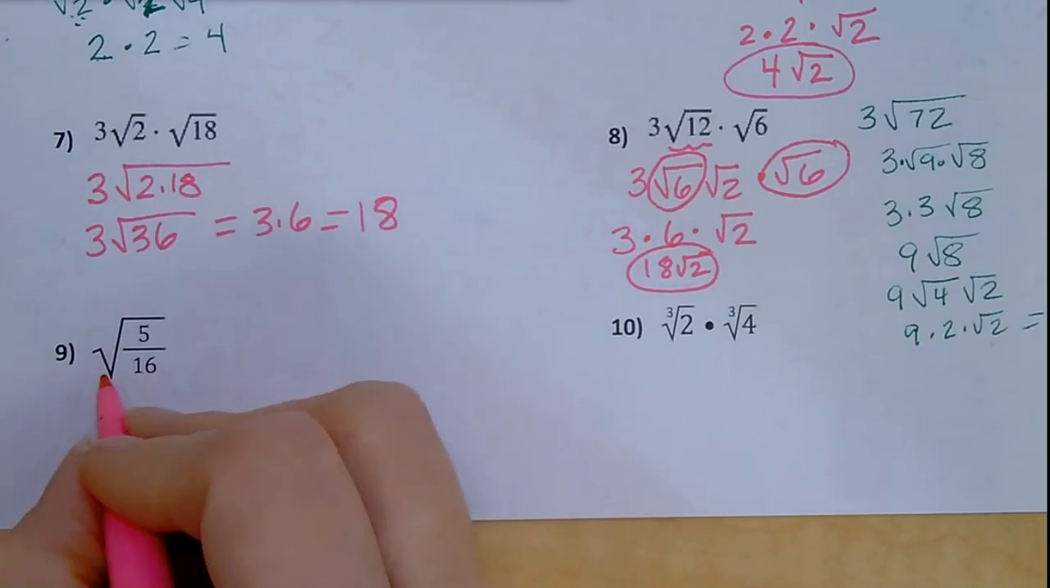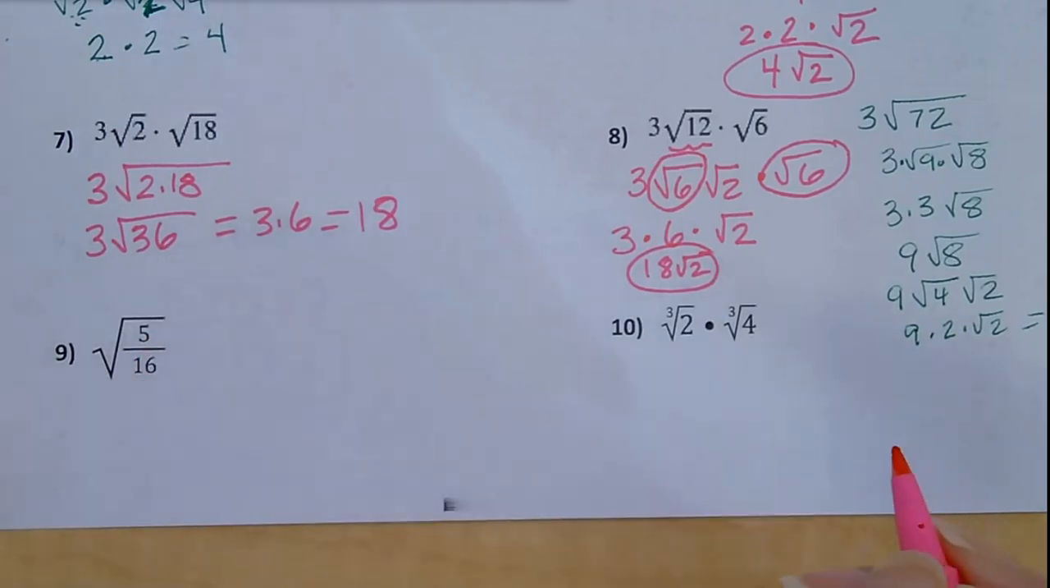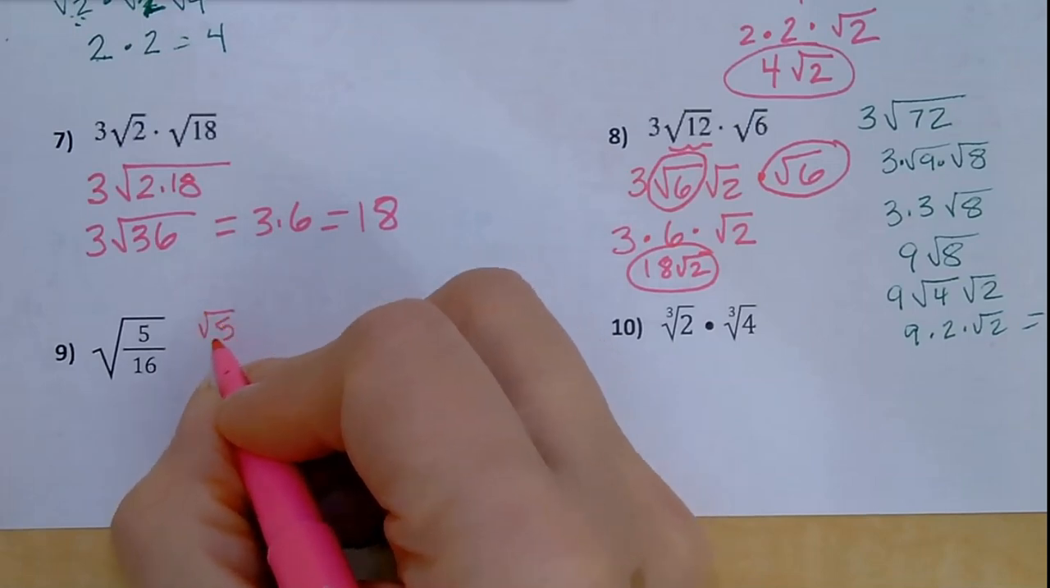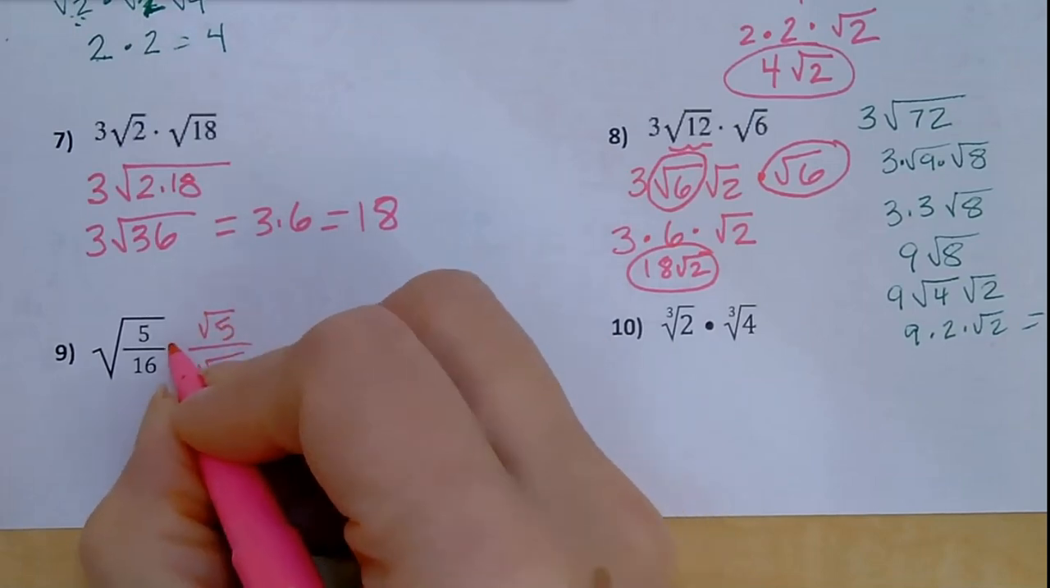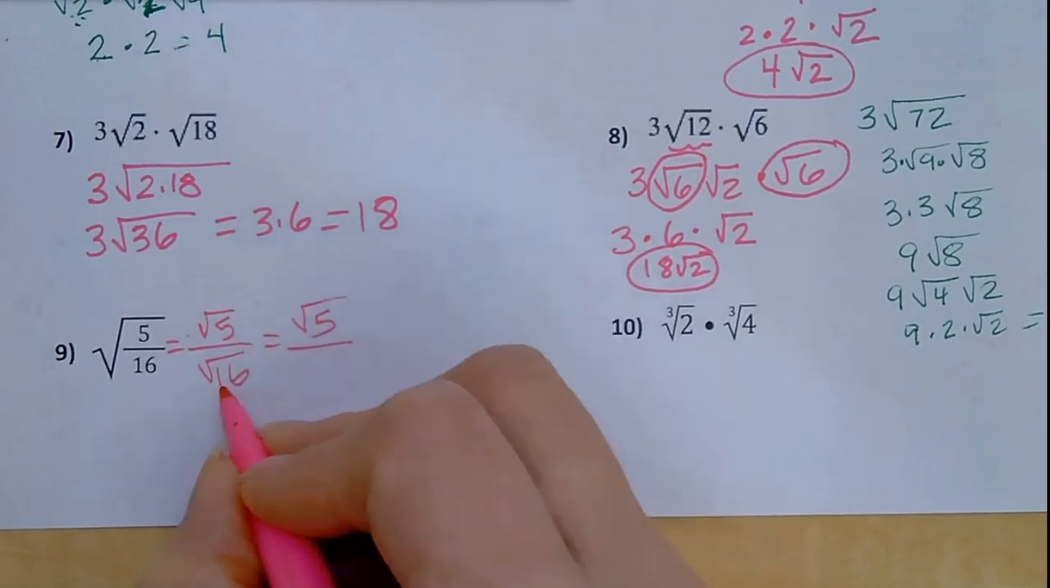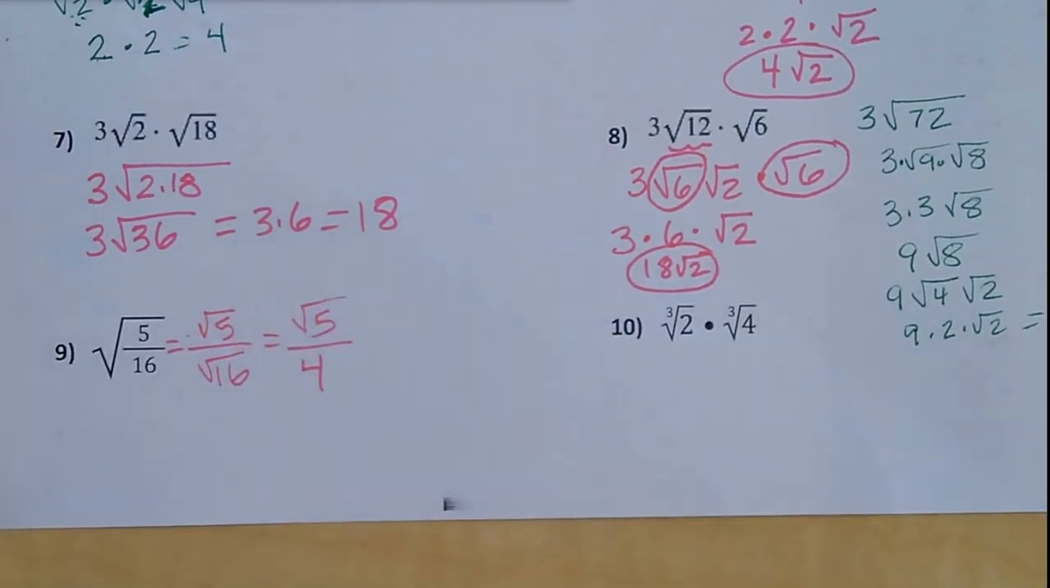All right, we're back to having a fraction as our radicand. So I'm going to break that up into the square root of 5 over the square root of 16. Okay, and square root of 5 can't change, but square root of 16 I know is 4.